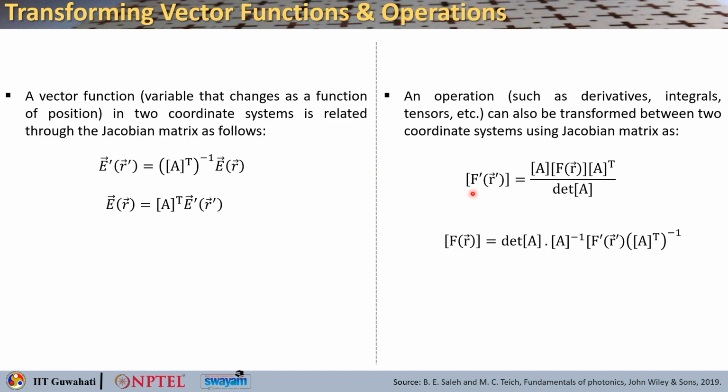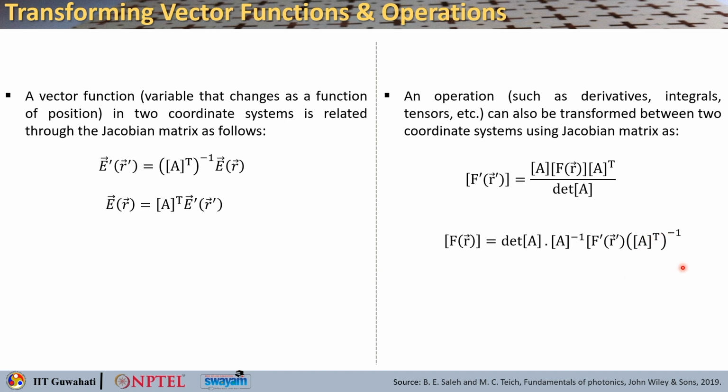So you can write f prime r prime, that is an operation that you are doing. So f prime r prime can be written as A, and then you have f r, that is the operation in the previous coordinate system, then you have A transpose divided by determinant of A. So that way you can write that this f r, the old one, can be nothing but determinant of A times A inverse f prime r prime, that is the already transformed function or operation in the transformed coordinate system, into A transpose inverse.